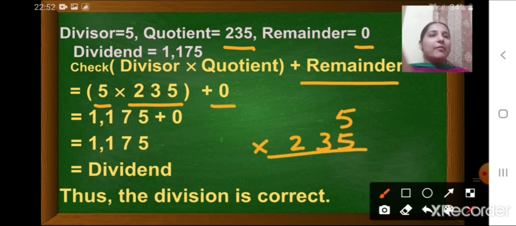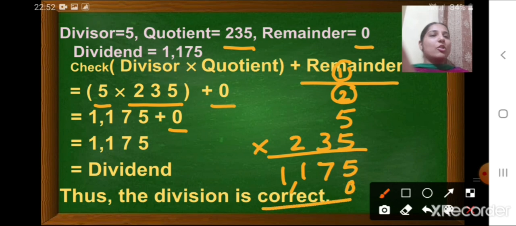So let's multiply 5 and 235. 5 times 5 is 25, so 5 we will write here, 2 will be carried over. Now 5 3s are 15, plus 2, 17. So 7 we will write here and 1 will be carried over to the next place. Now 5 2s are 10, plus 1, 11. So 1175, plus 0 added to it.